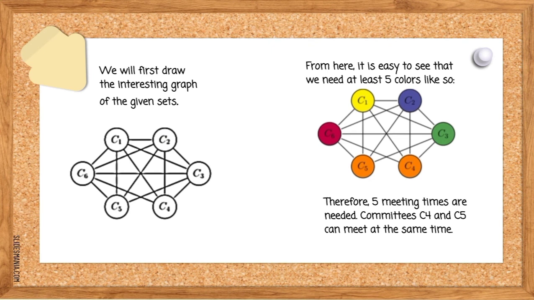So, we will first draw the intersection graph of the given sets. We have C1, C2, C3, C4, C5, and C6. From here, it is easy to see that we need at least 5 colors like so. C1 is colored yellow. C2 is colored violet. C3 is colored green. C4 and C5 are colored orange, and C6 is colored red. Therefore, 5 meeting times are needed. Committees C4 and C5 can meet at the same time.